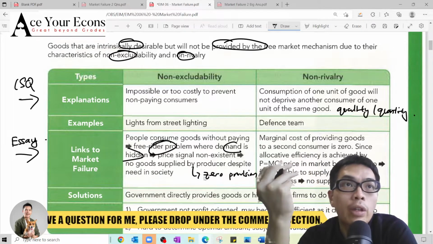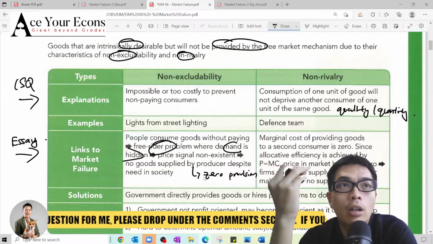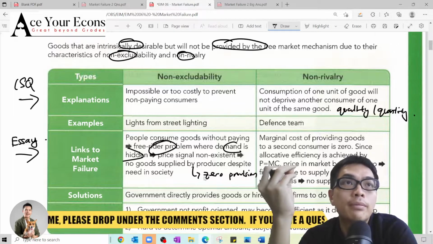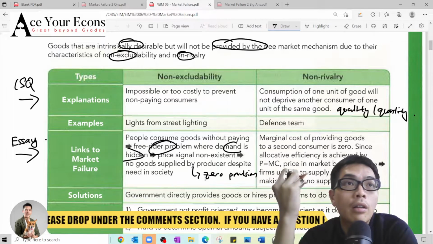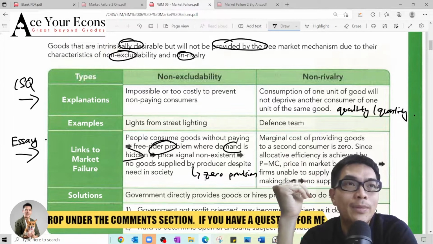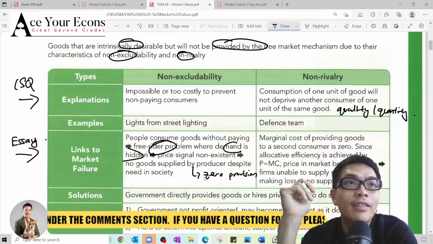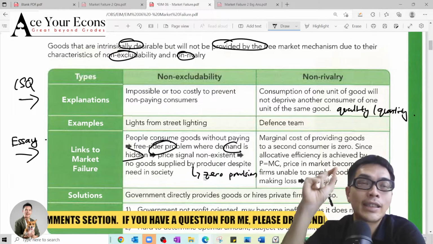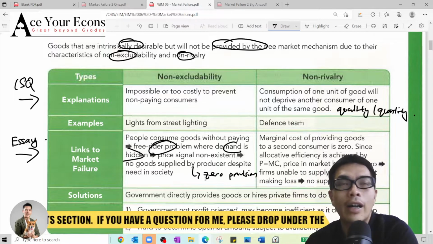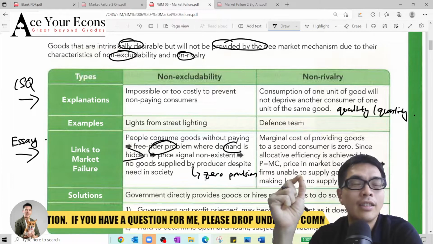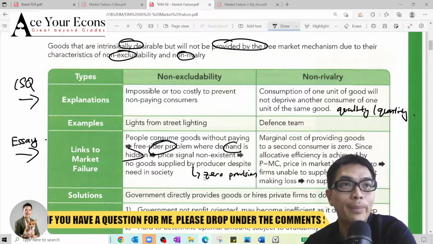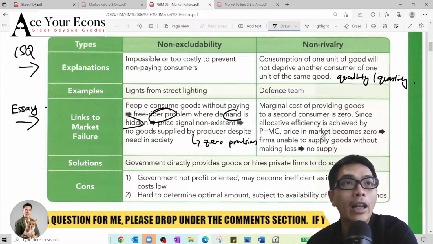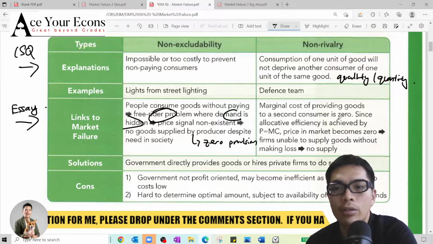So let's go back to the street lighting. If Kek Ming is consuming the street lighting, will it necessarily make the street lighting any dimmer? Or will the street lighting cease to exist because everyone consumes it? No, right? So we realize that since supply will not be depleted for every additional user, and this is the keyword, your supply is not going to be depleted by an additional user, the marginal cost of allocating the good to an additional user is zero.